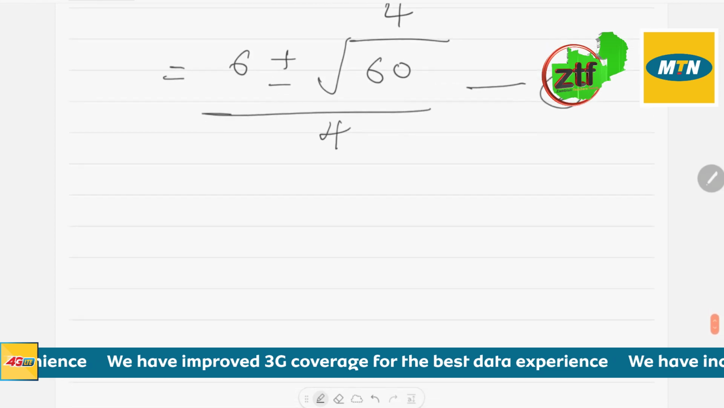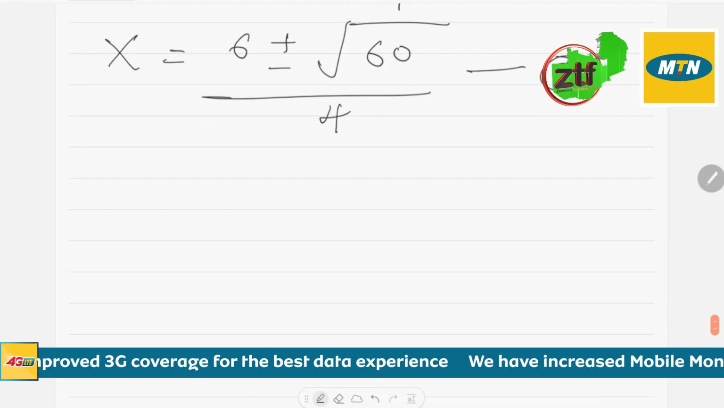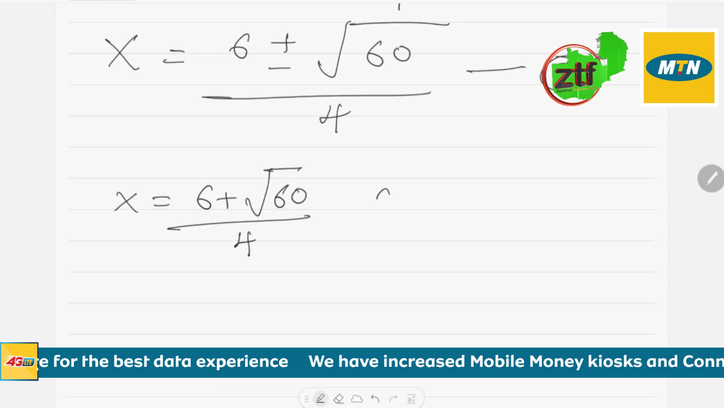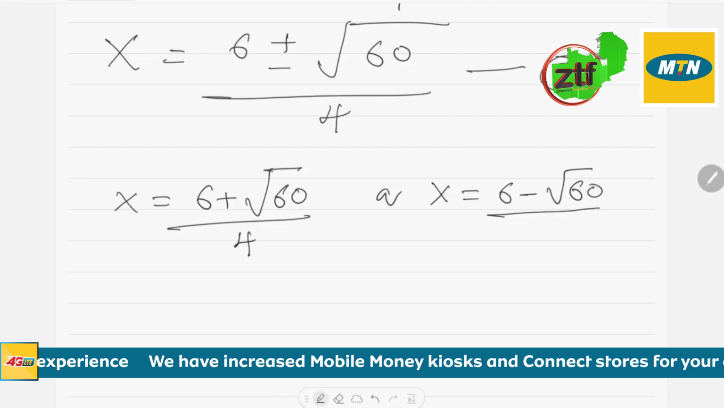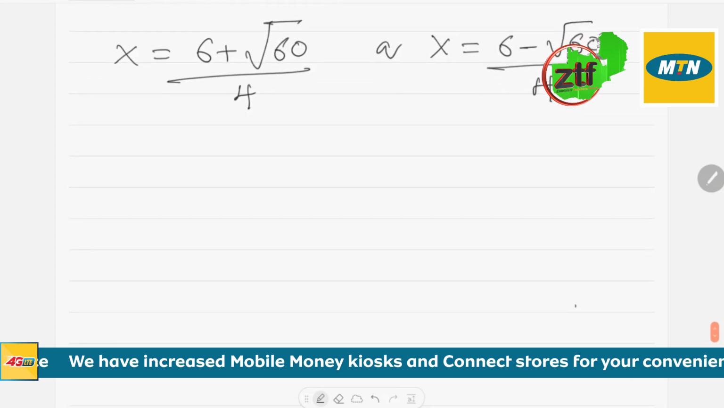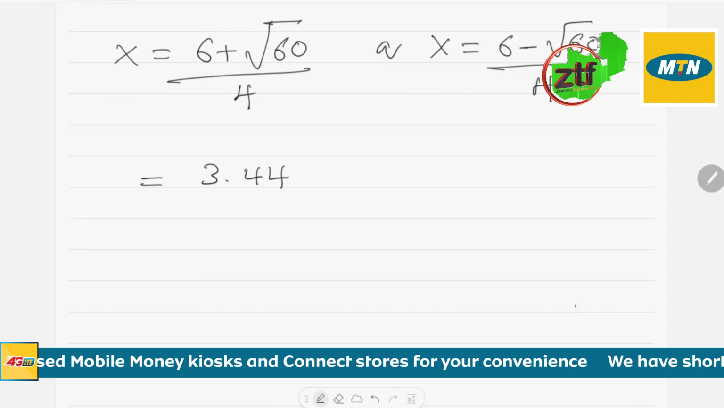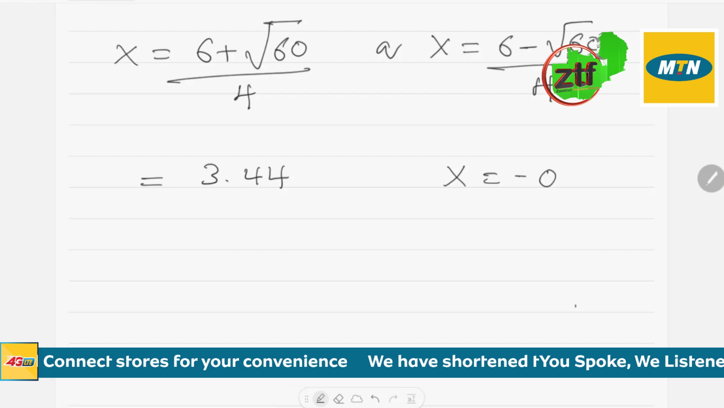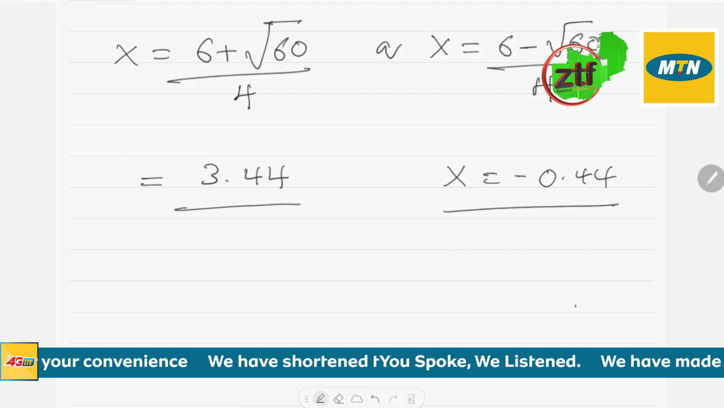Now, we'll call this equation 3. When you look at equation number 3, by implication, x will be equal to 6 plus root of 60 over 4, or x is equal to 6 minus root of 60 over 4. So when you simplify this, you realize that the value of x will be 3.44, that is in 3 significant figures, and then the other value of x will be negative 0.44.